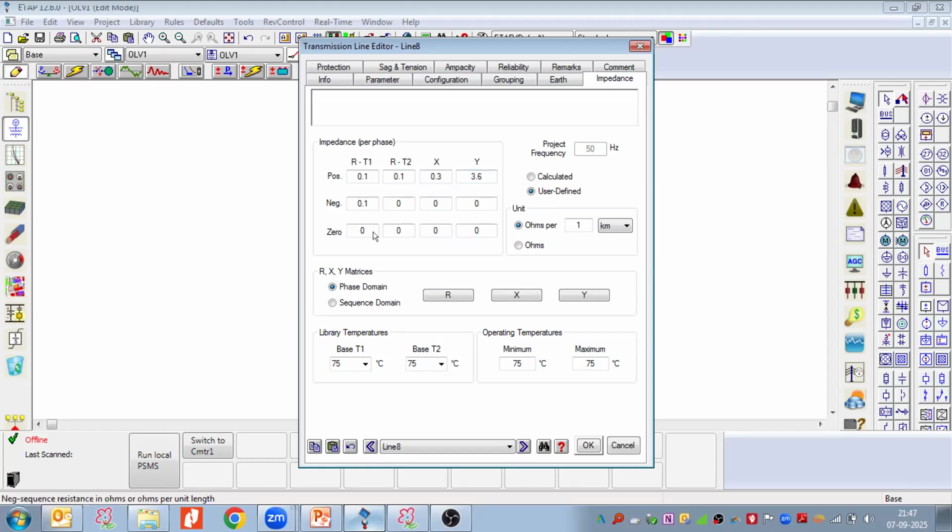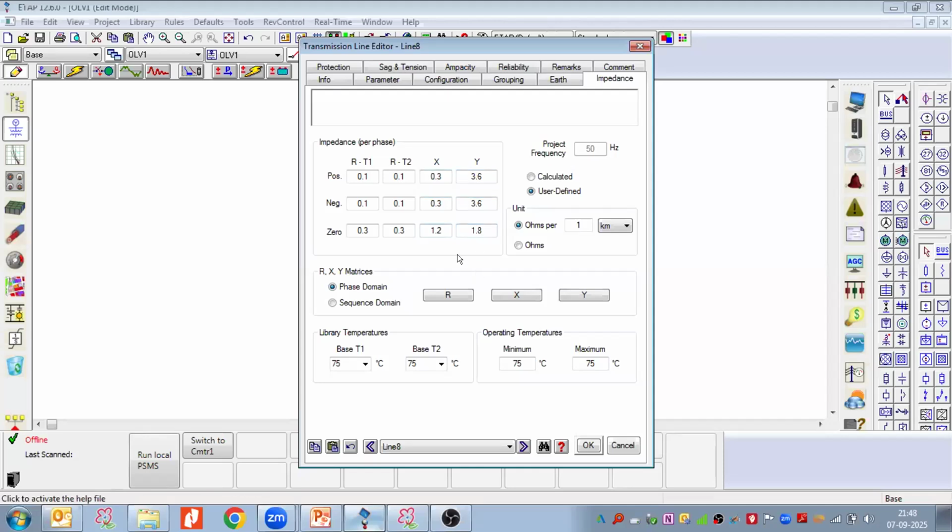For any static equipment, positive and negative sequence are both the same. So 0.1, and a transmission line is static equipment, so positive and negative would be similar, and X again 0.3, and Y again we can go with 3.6. Let us go with the zero sequence. Zero sequence is generally 3 times the positive sequence, so 0.3 over here for resistance, and for X, let us take some value like 1, generally 3 to 4 times. And for susceptance, let us take some typical data over here.